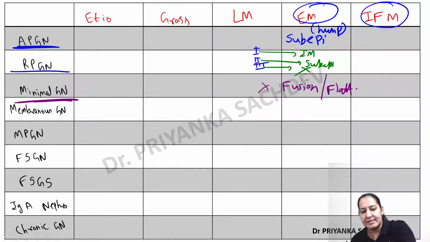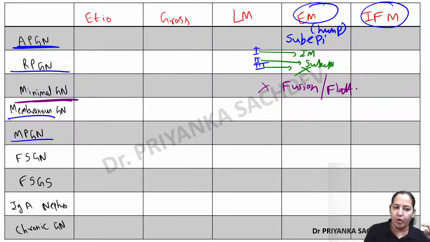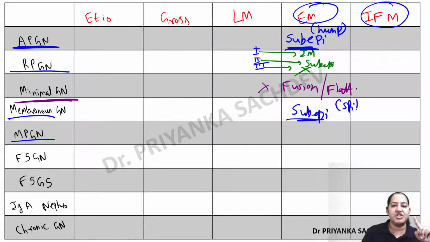Coming to the membranous and membranoproliferative. First, let's talk about the membranous. In membranous also it is subepithelial. So subepithelial was there in APGN, and here too, but here the shape is spike. I have specifically told you, the shape is spike. Yes, Siddhika, absolutely right.